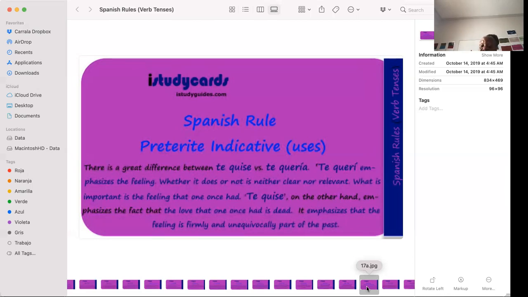But if I say te quise, I'm emphasizing the fact that at one time I loved you. I'm emphasizing time. At one time I loved you, but I don't anymore. It's dead. So I'm emphasizing time. We don't think like that. That's why this can be somewhat complicated. We don't think like that, where you emphasize one versus the other.